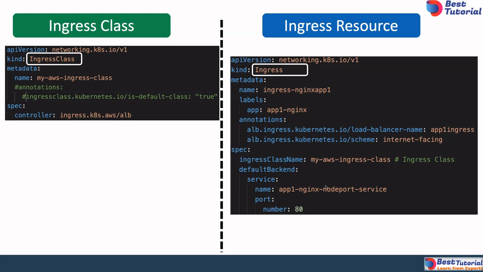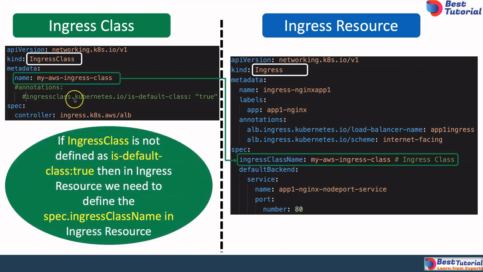The functioning of Ingress service or resource is not the core concept here. Important thing here is, so let's understand this. You see the name of your Ingress class is my AWS Ingress class, and inside this Ingress resource you are saying the Ingress class name is my AWS Ingress class. So if Ingress class is not defined as default class equal to true, then in the Ingress resource we need to define the spec.ingressClassName, whatever you want to specify, so that this resource will be directly associated with the Ingress controller, which is nothing but the AWS ALB Ingress controller.